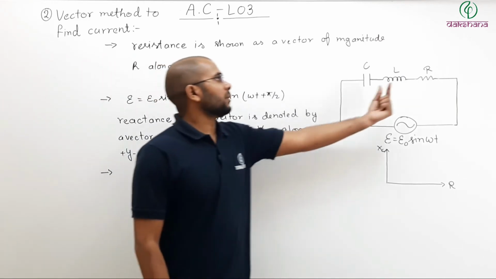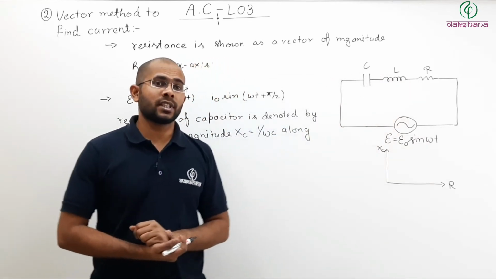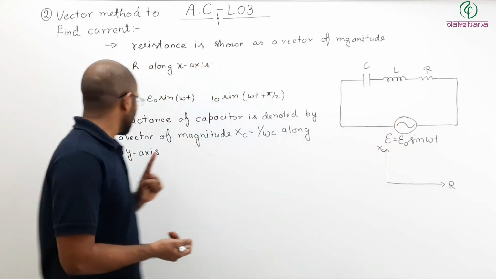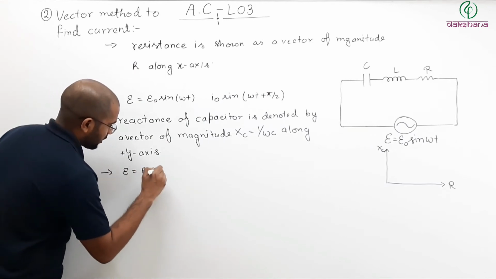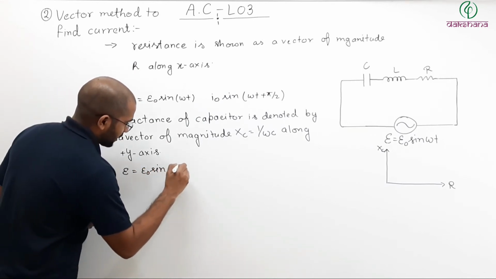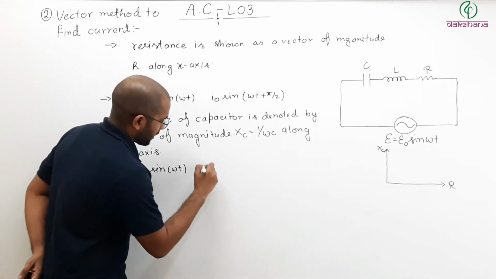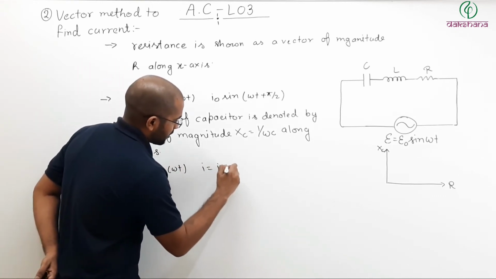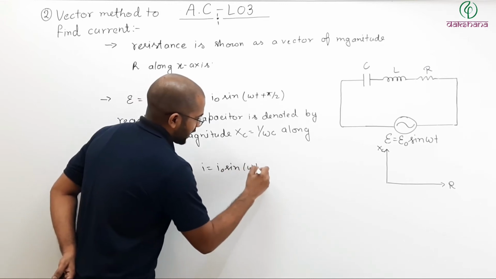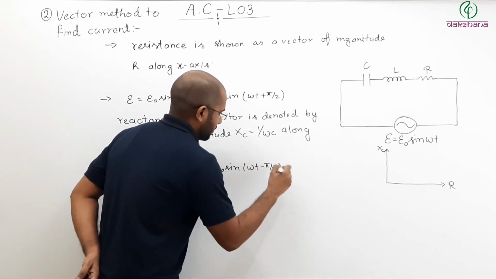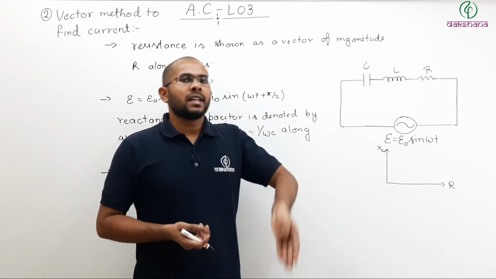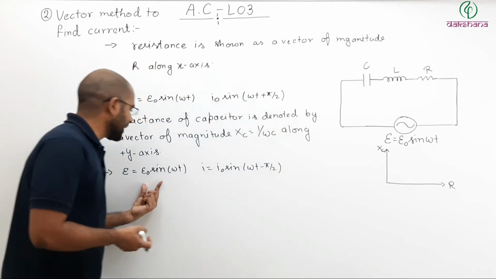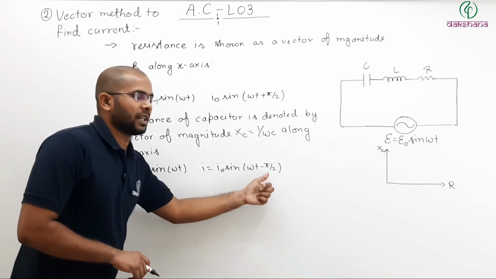Now what about a purely inductive circuit? What was the case? In a purely inductive circuit, if you remember, E was E naught sine omega t. Then the current was I naught sine of omega t minus pi by 2. So in a purely inductive circuit, current lags behind the EMF by pi by 2 phase.